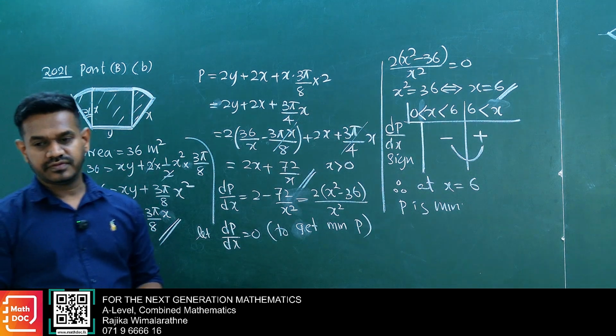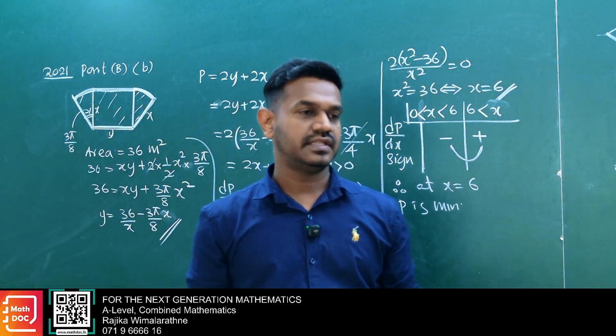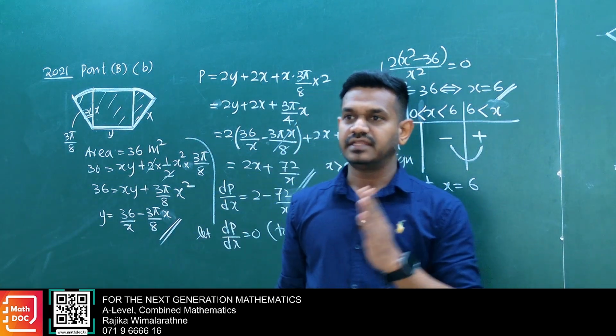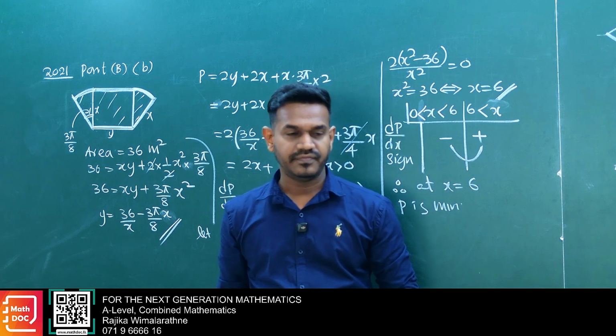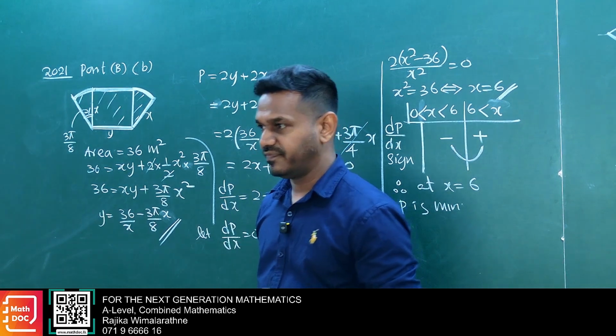Here we follow one simple technique. First get the function, then differentiate, solve dy by dx equals 0, and check the sign. That's it. Very simple procedure.